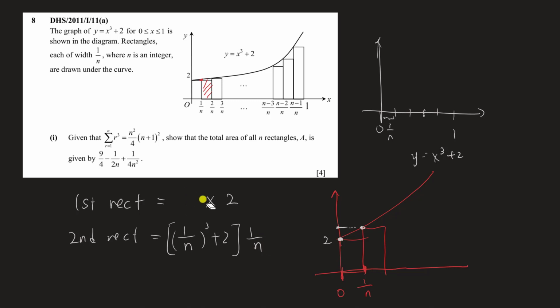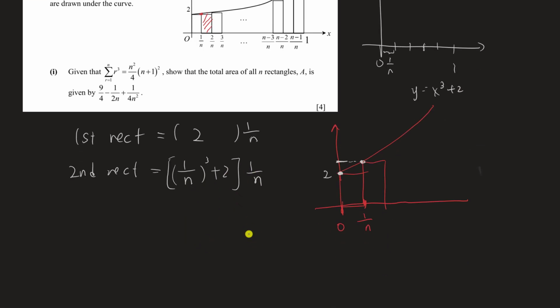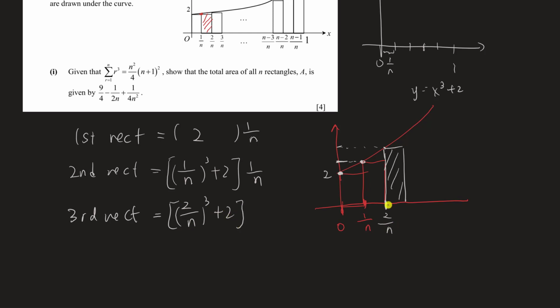Actually, let me just turn this 2 around so that it's more consistent. So height times breadth, height times breadth. Next one, third rectangle. What would it be? What is this point here now? The third rectangle. To find the height, all we need to do is sub in 2 over n. Multiply by the breadth, which is still 1 over n.